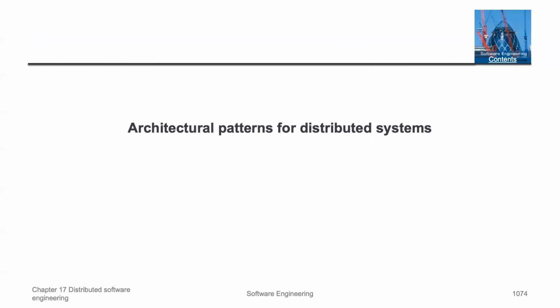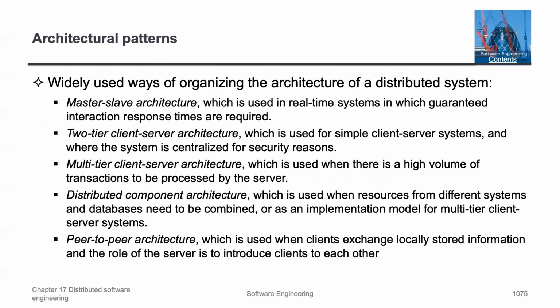Well, let's now talk about the architectural patterns for distributed systems. Widely used ways of organizing the architecture of distributed systems are as follows. There can be a master-slave architecture, a two-tier client server architecture, a multi-tier client server architecture, a distributed component architecture, and a peer-to-peer architecture. We'll go into these in more detail.